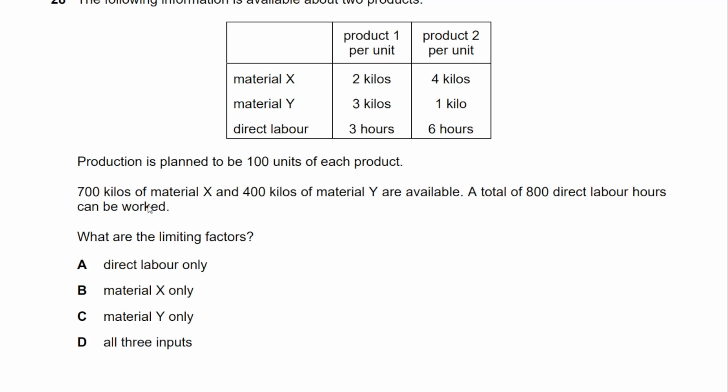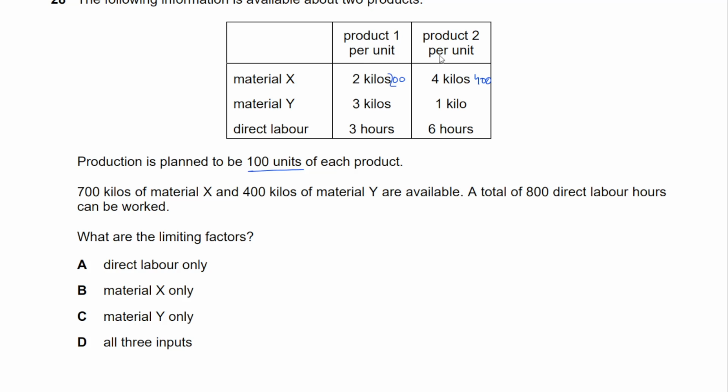What are the limiting factors? Limiting factors is when you have a limited resource, right? So we're planning to make product 1 and product 2, and that's what they require, okay? So to make product 1, we need 2 kilos each, and we're going to make 100, so we're going to need 200 kilos of material X, and we're going to need 400 kilos of material X for product 2.